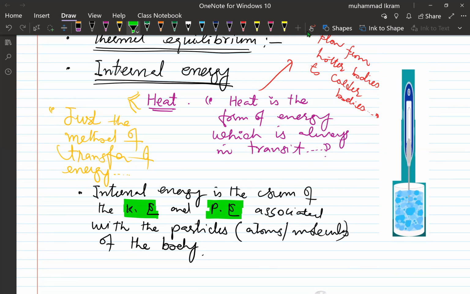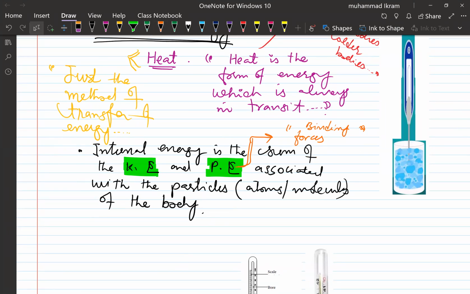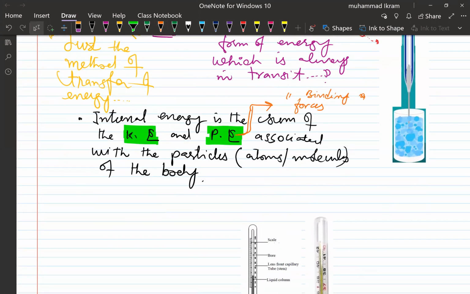The potential energy is a little bit difficult. Can you tell me where the potential energy comes from for the molecules? It is because of the binding forces between the molecules of a substance. The molecules are bound together with a force, and because of that force the molecules have potential energy. And the sum of this kinetic and potential energy together is called the internal energy of the molecules of the substance.